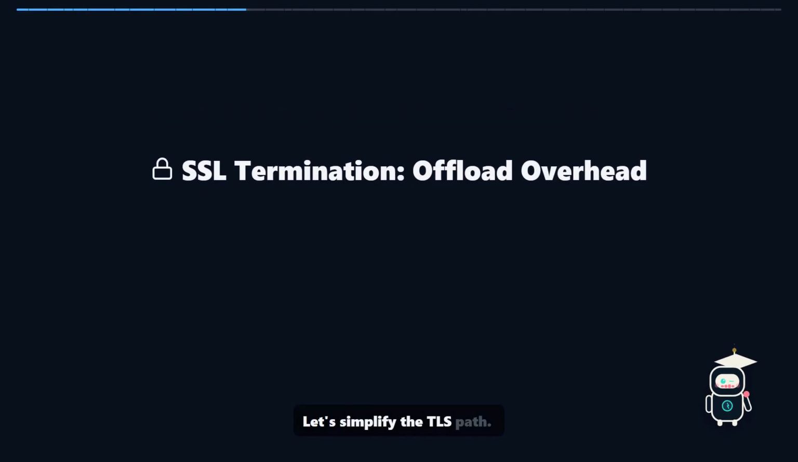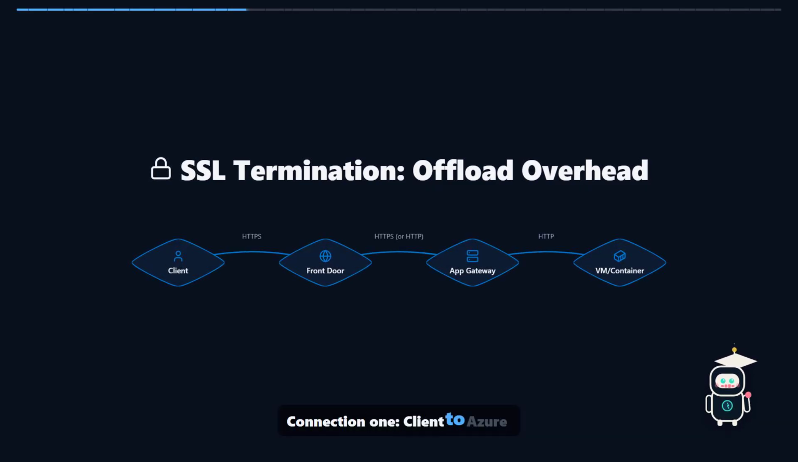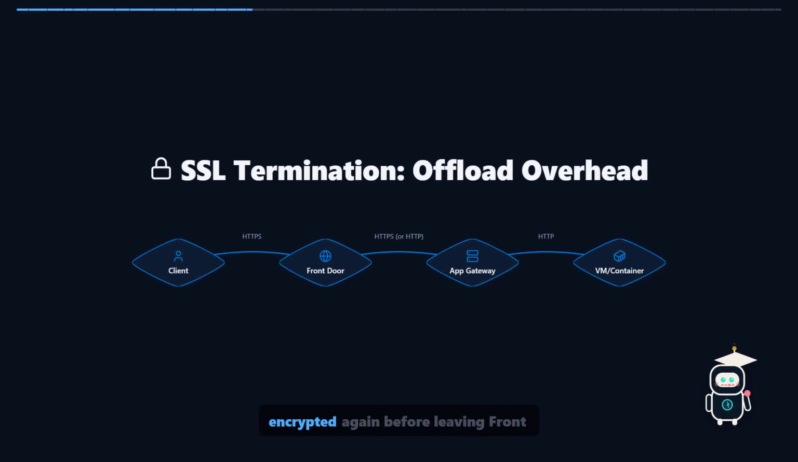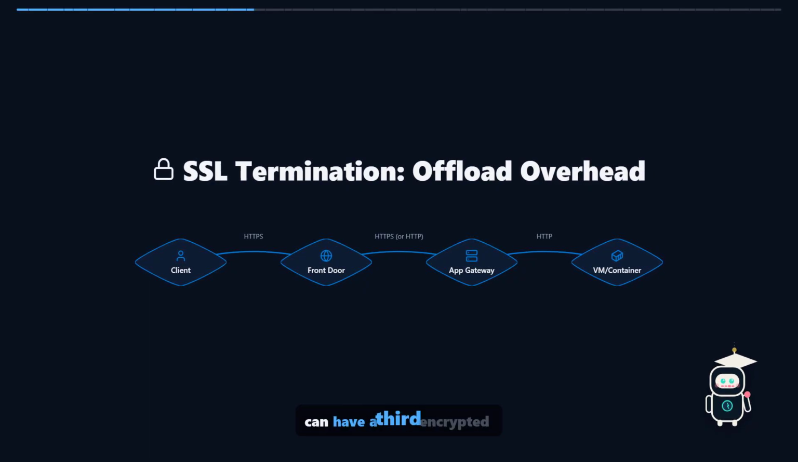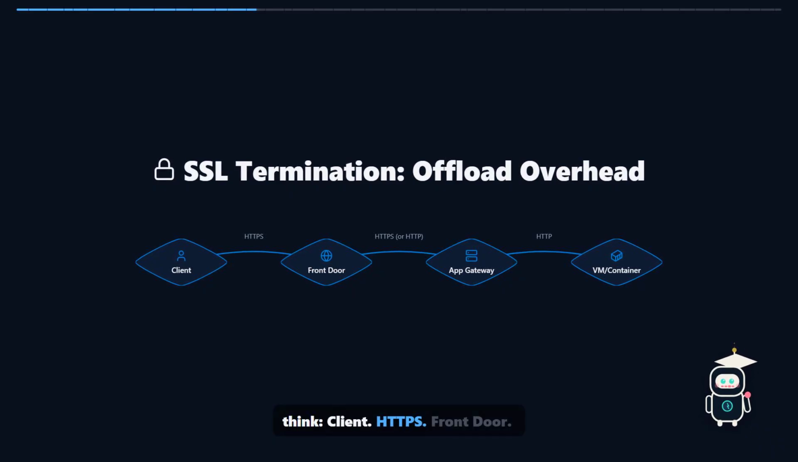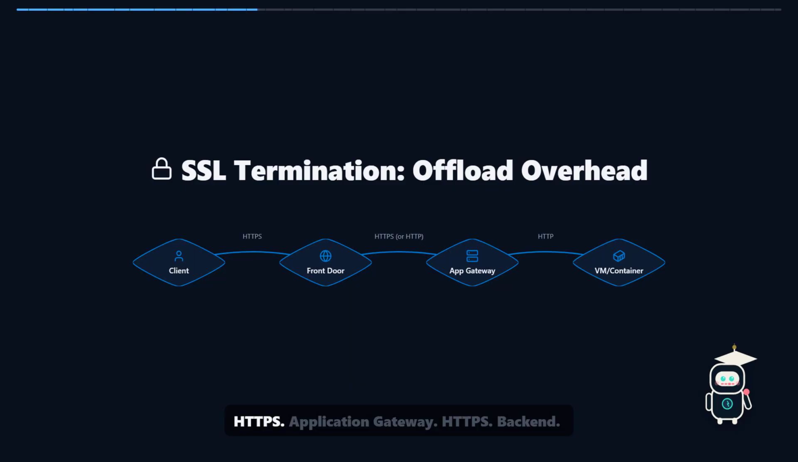Let's simplify the TLS path. Connection 1. Client to Azure Front Door over HTTPS. Front Door terminates that TLS connection so it can perform Layer 7 functions such as routing and WAF inspection. Connection 2. Front Door to the regional origin over HTTPS. Traffic is encrypted again before leaving Front Door. If Application Gateway is part of the architecture, we can have a third encrypted connection, Application Gateway to the backend over HTTPS. So visually, think client, HTTPS, Front Door, HTTPS, Application Gateway, HTTPS, backend.